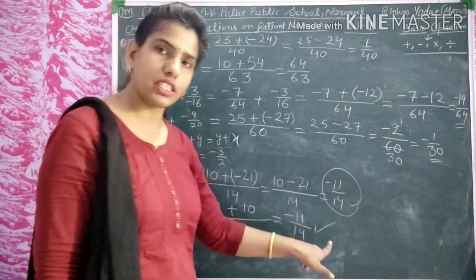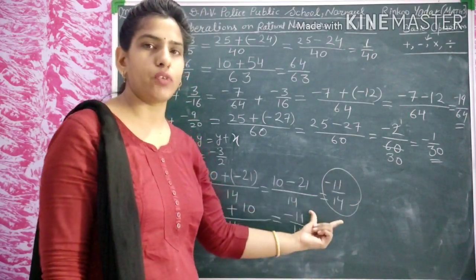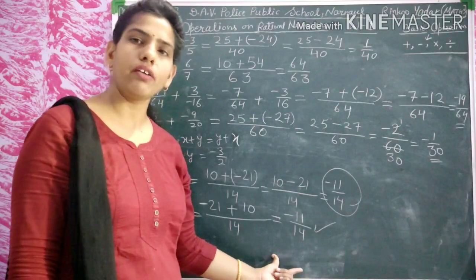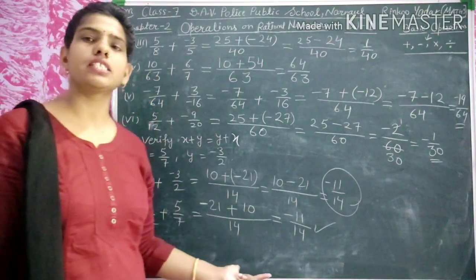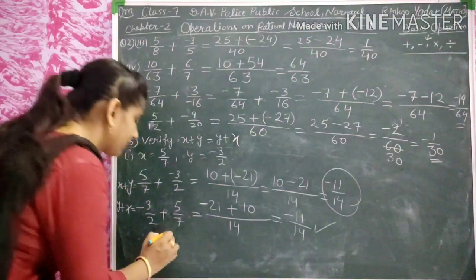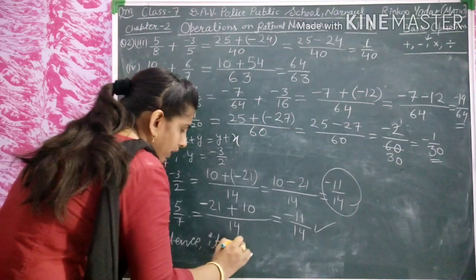And you will see that both are the same: minus 11 by 14 and minus 11 by 14. So dear students, it means this property is satisfied here. Hence, it is verified.